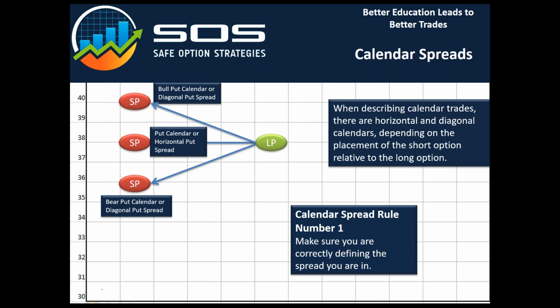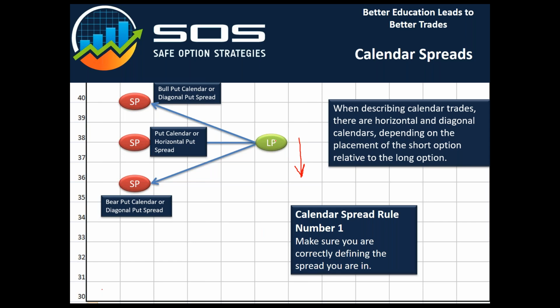How do long puts gain value? What direction does the stock need to move for a long put to gain value? It has to move down, right? Okay, several of you answered, thank you. It has to move down. For a long put to gain value, the stock price needs to be moving down.